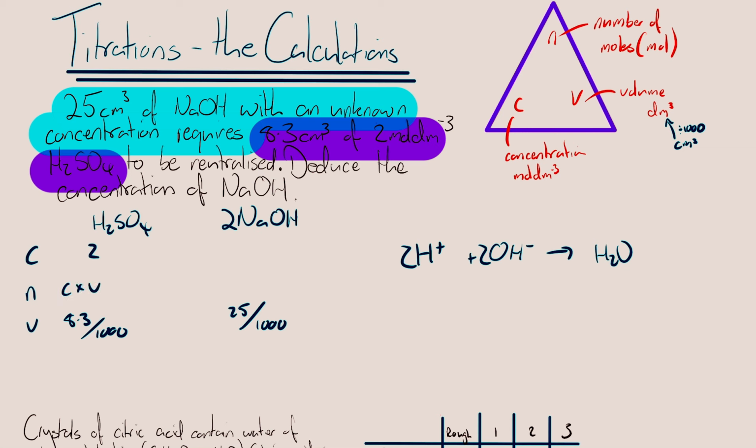Put that in my calculator. What do I get? I get 0.0166. Then I need to times by 2 because I've got a 1:2 ratio here. So my moles of NaOH are 0.0332.